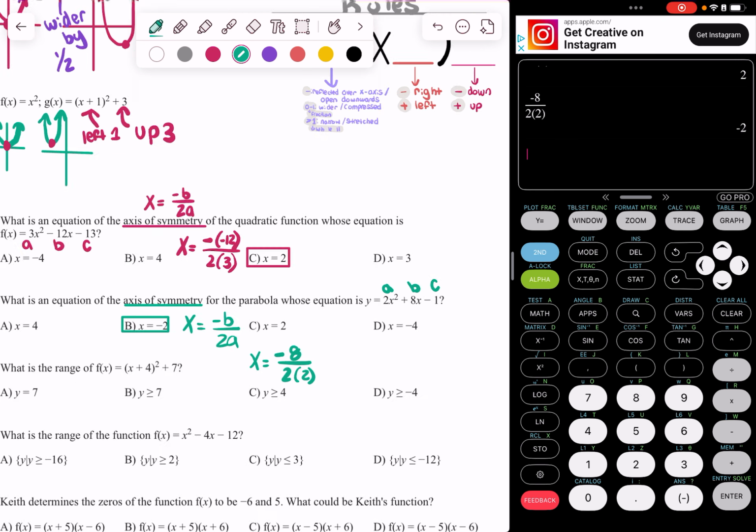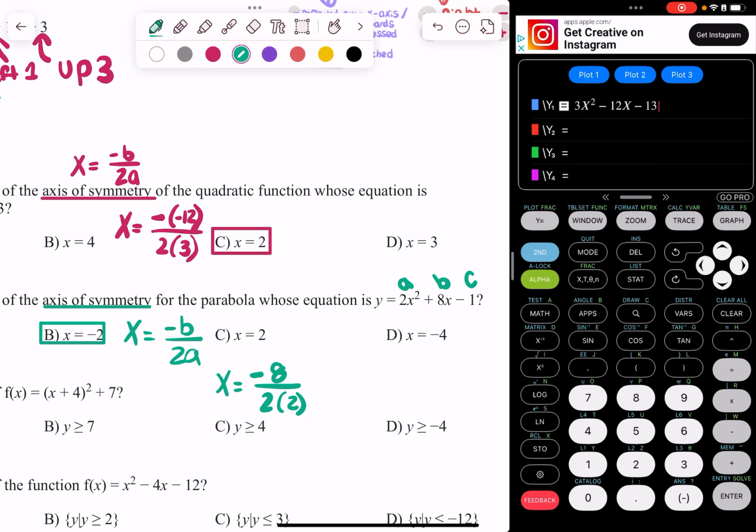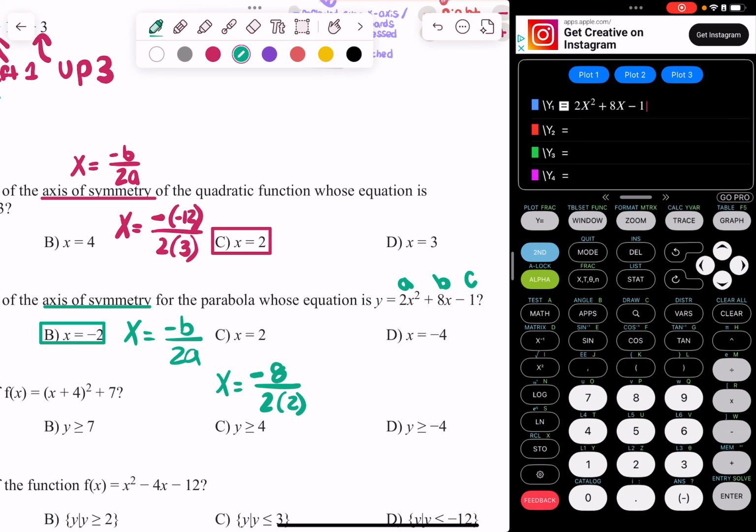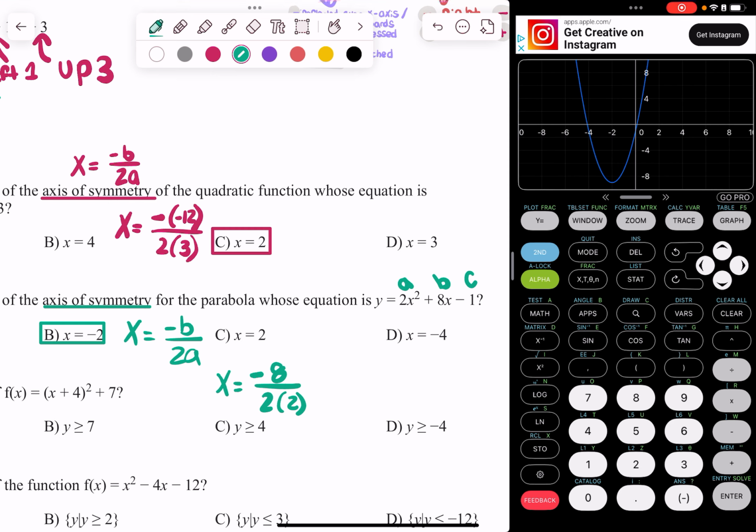Another way we could have done this is to go to the graph. We could type in 2x squared plus 8x minus 1, and we can look at the graph and see that directly in half would be at x equals negative 2. Be prepared that sometimes just the picture can be shown to you and you'll have to draw the vertical line that cuts it in half, and say what x number that is.